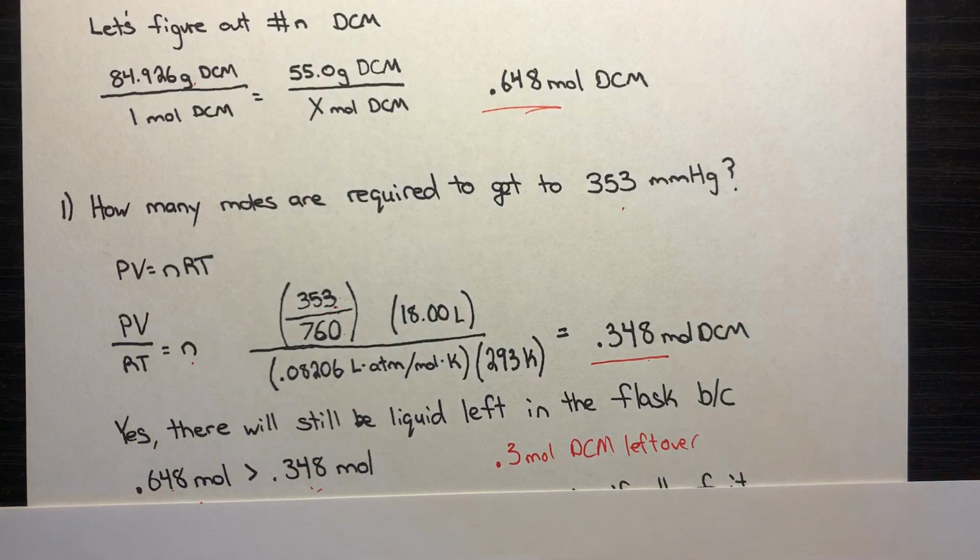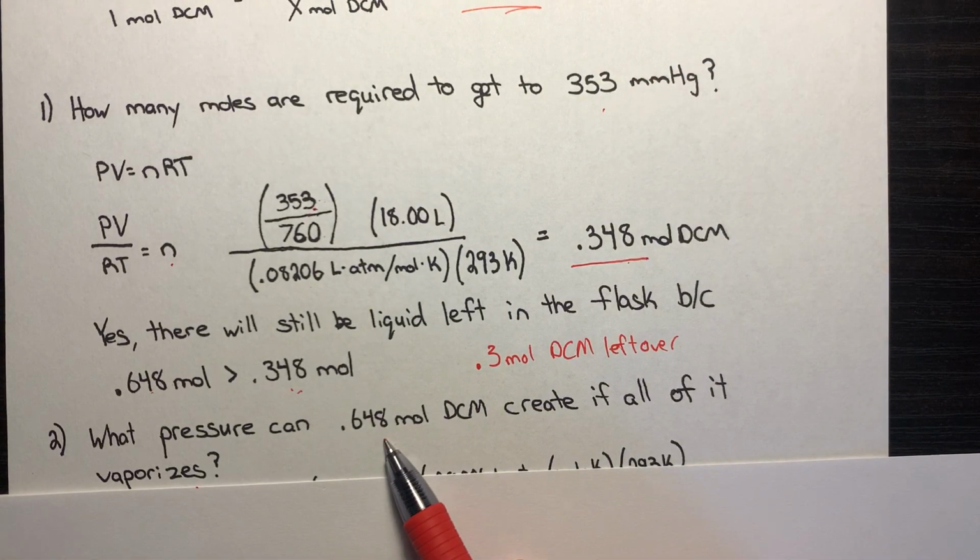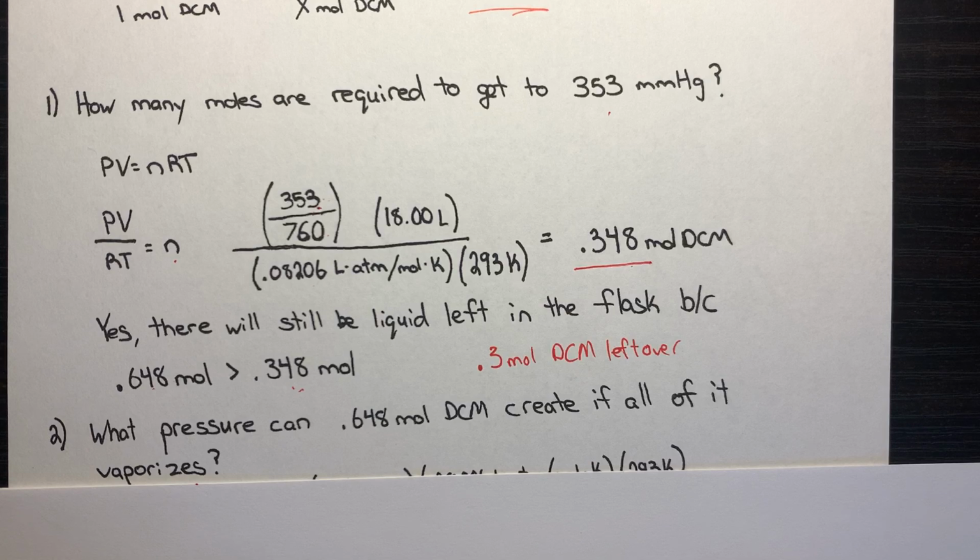I think the second strategy would just be to ask yourself, well, what happens if I were to actually vaporize all of the moles of dichloromethane I have? What pressure would I be able to reach? And if it's over the 353 millimeters of mercury, then I know I'm good to go.